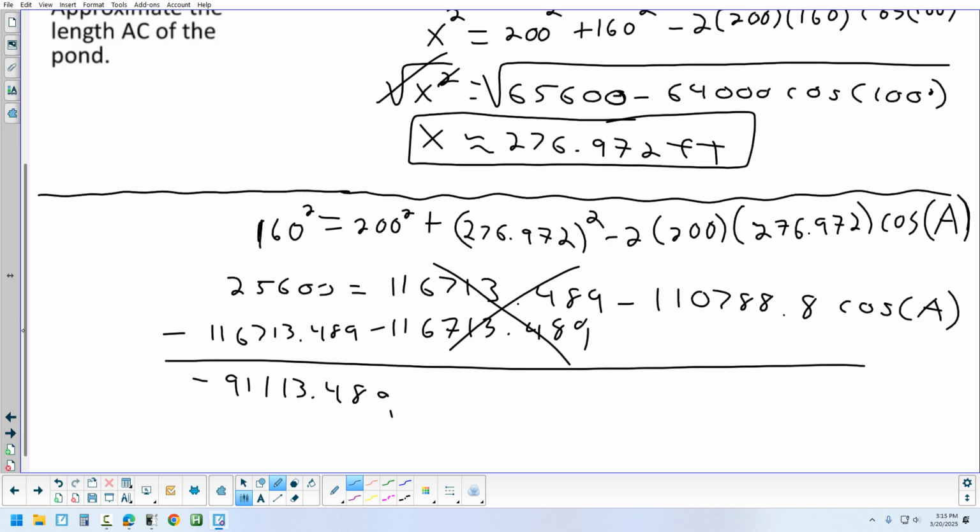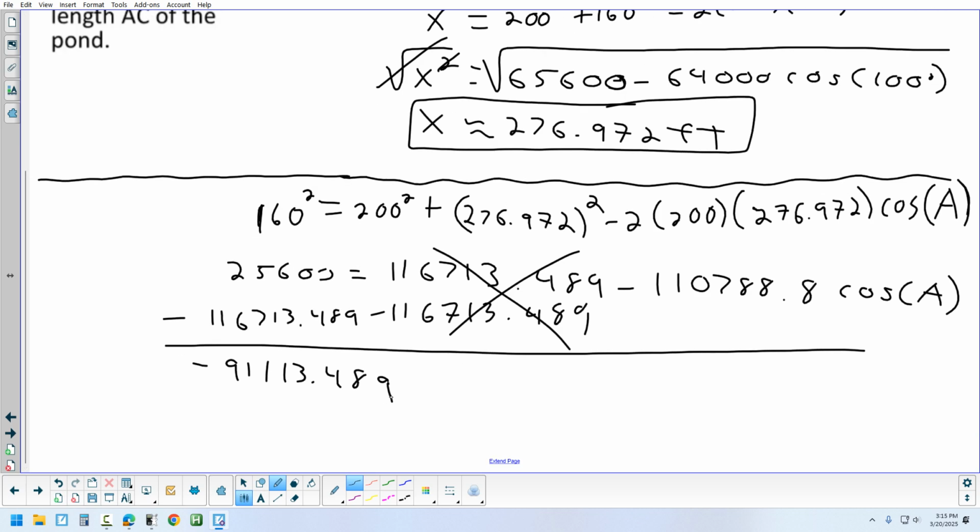And that's equal to, well, just to save ourselves a step, how could I move what's in front of cosine to the left at the same time? Yeah, you divide by negative 110,788.8 and put that on the denominator, and then you take the inverse cosine of that whole thing. That's also going to cancel these negatives. And the bigger number is in the bottom, which is always good. We don't want the bigger number in the top, because the next step is to take the inverse cosine.